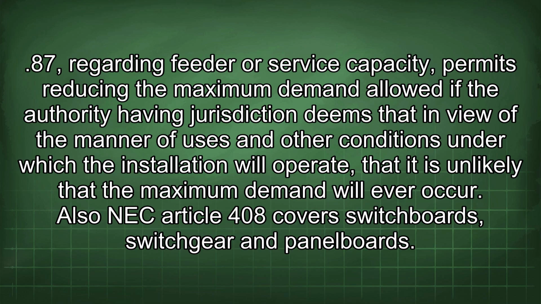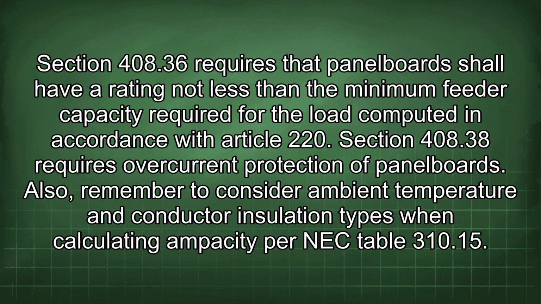Also, NEC Article 408 covers switchboards, switchgear and panel boards. Section 408.36 requires that panel boards shall have a rating not less than the minimum feeder capacity required for the load computed in accordance with Article 220. Section 408.38 requires overcurrent protection of panel boards. Also, remember to consider ambient temperature and conductor insulation types when calculating ampacity per NEC Table 310.15.